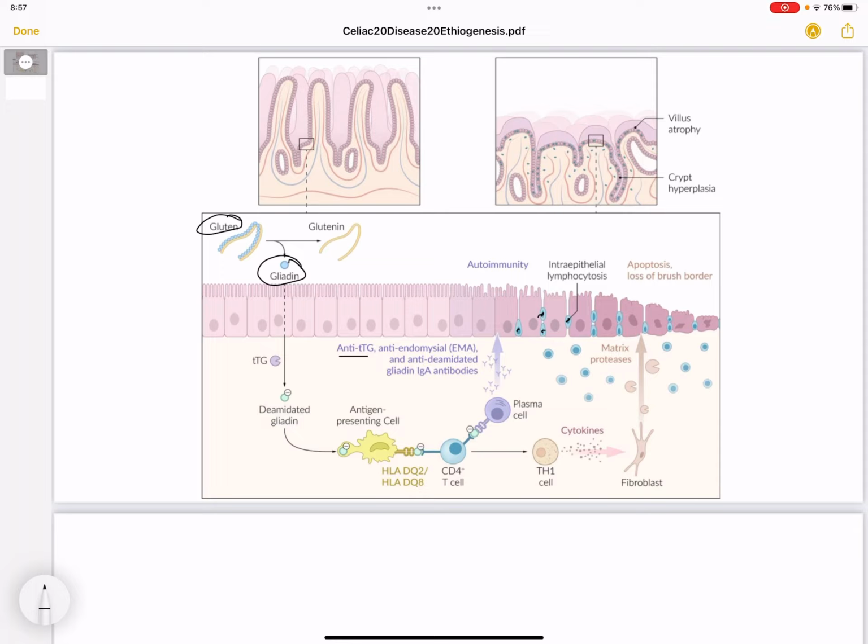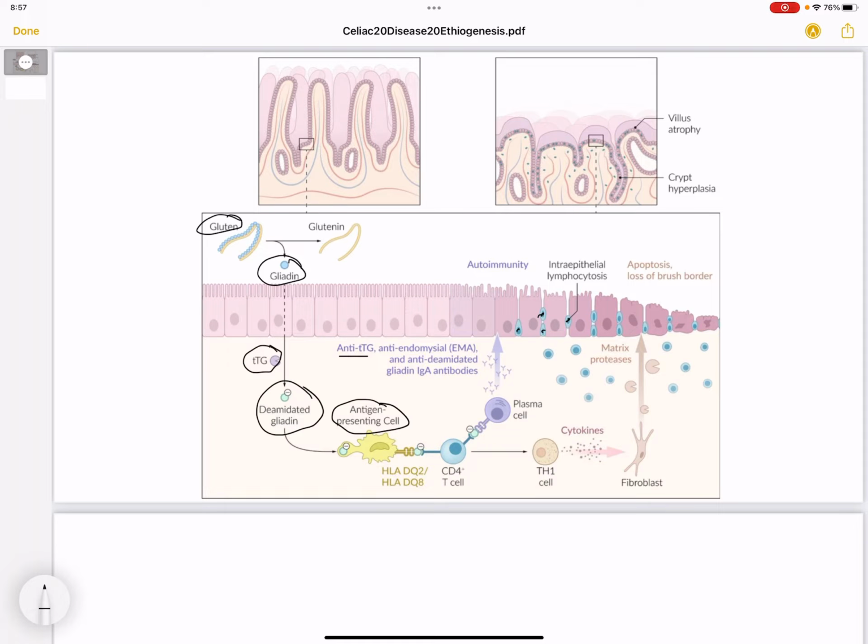Now, once gliadin enters our cells, our intestinal cells, it is going to be deaminated by tissue transglutaminase, which is found over here. Now, once gliadin is deaminated, antigen presenting cells are going to take up the deaminated gliadin.